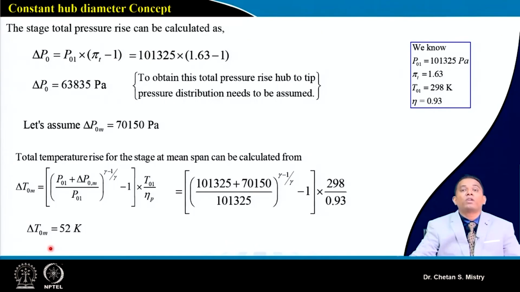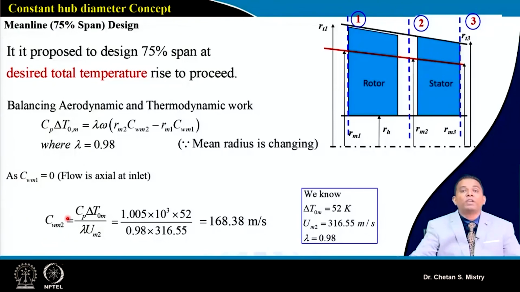Now basically this delta P0 is very important, because in order to do the calculation at the mid station we are looking for velocity components and flow angles. So what we will be doing is assuming our aerodynamic work and thermodynamic work to be the same, or we can say here we are writing Cp delta T0 equals lambda into omega.